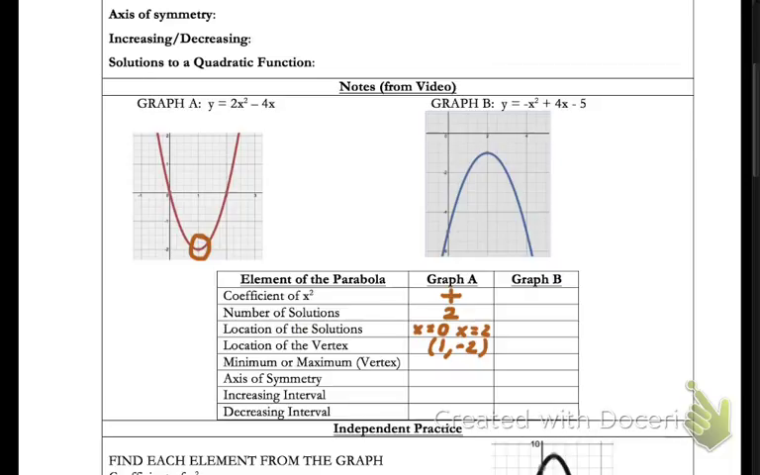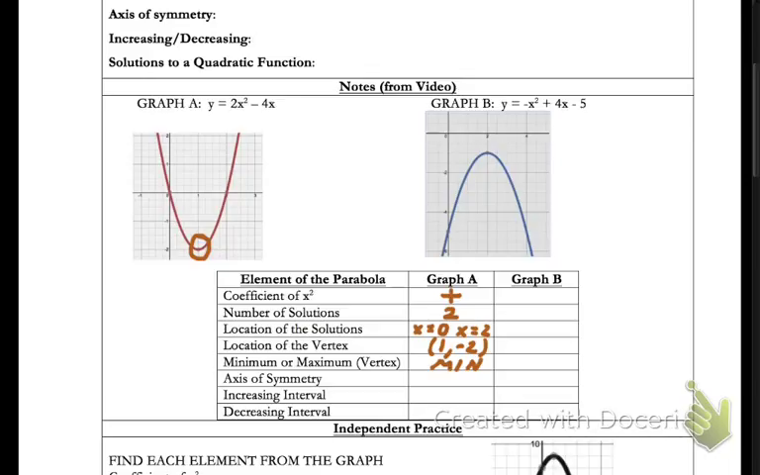Now, this vertex I've continued to circle because we're going to need it for the next 4 things. We see that this vertex represents a minimum. It's the lowest part of the graph. And so we're just going to abbreviate that M-I-N, minimum. I almost said minion. Minimum. Not to be confused with the movies.